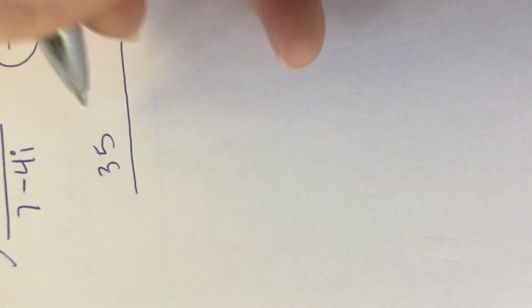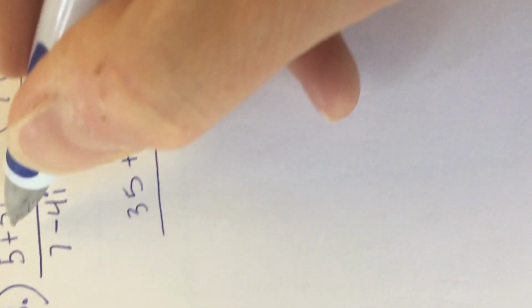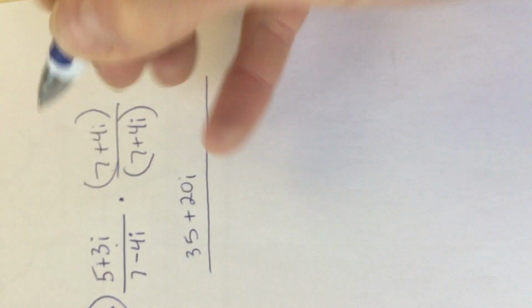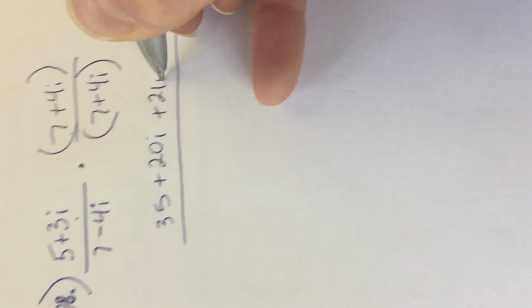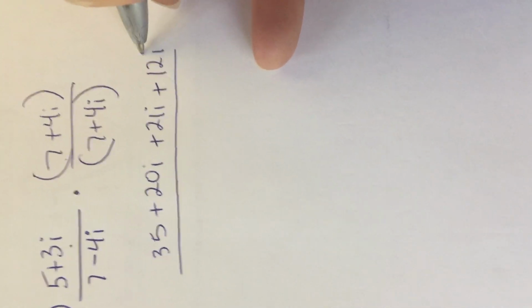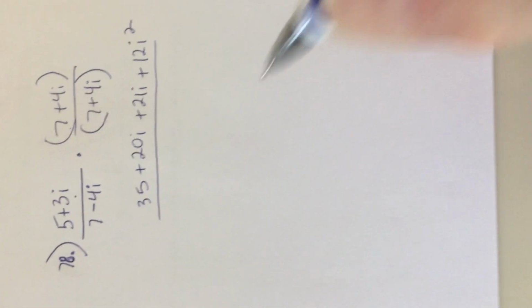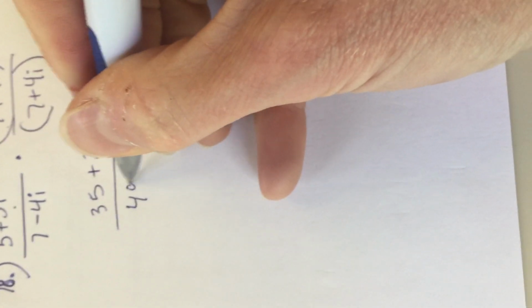And as I start doing it, I'm going to start with the top. So 5 times 7 is 35. 5 times 4i is going to give me a +20i. And I'm going to multiply 3 times 7, and that's going to give me a +21i. And then 3 times 4 is 12i squared up top.